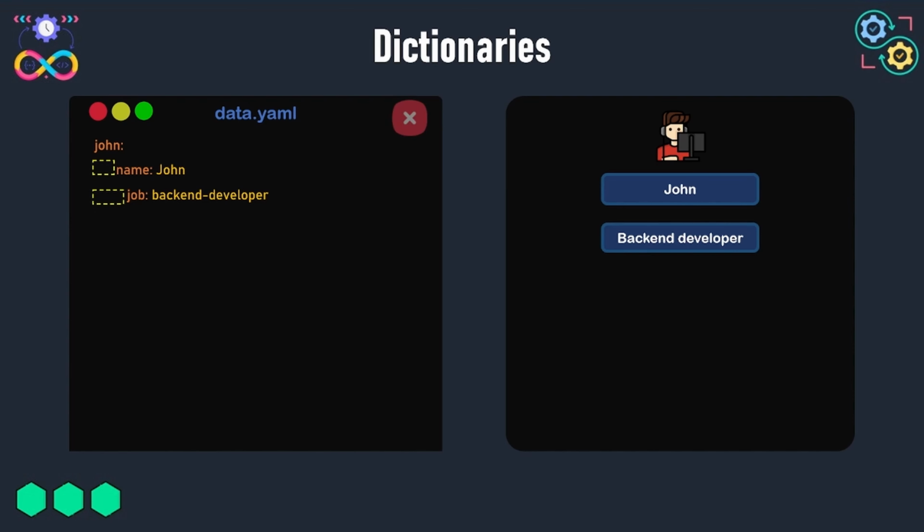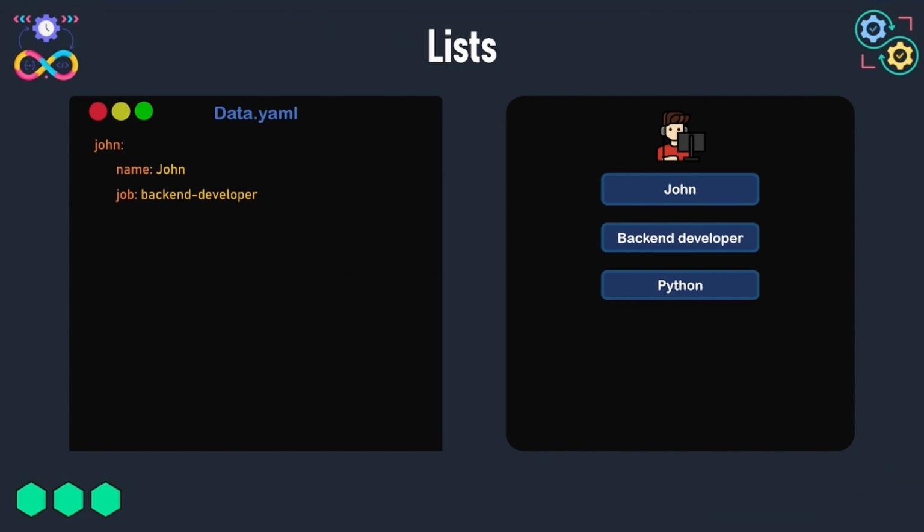So as we already know that John is a backend developer, and he can write programs in different programming languages such as Python and Java. To represent the skills of John in the YAML file, it is better to store them in a list or an array. In the dictionary that represents the data about John, we can add another key, for example, skills, and the value associated to this key will be a list containing the skills of John.